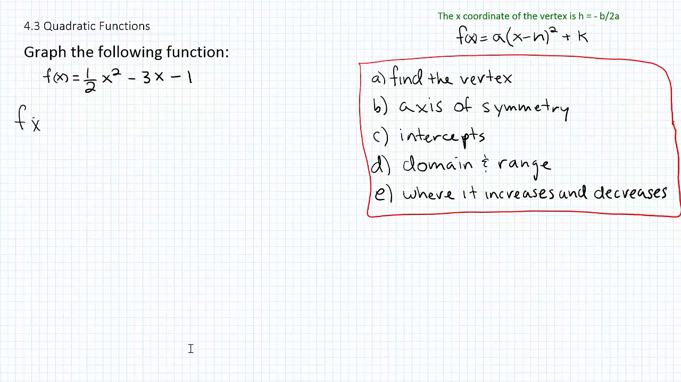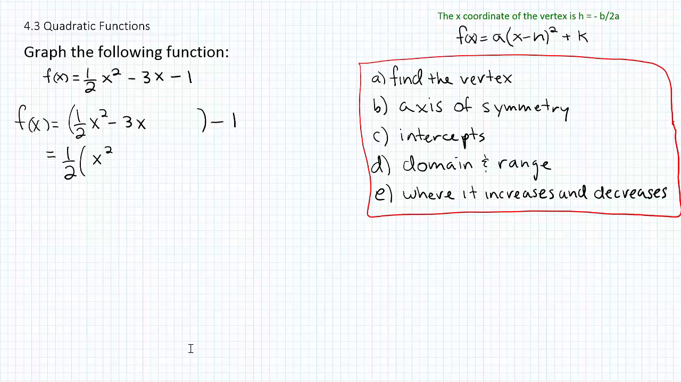So we have f of x is equal to, remember this trick is to put the x's together, right? And then kind of leave a little space where the constant is, and then put parentheses around the parts with the x's, right? All right, now factor out the leading coefficient of 1/2. And remember, when you do that, you end up with x squared, and then you have to divide the 3 by 1/2. Let's just do that over to the side.